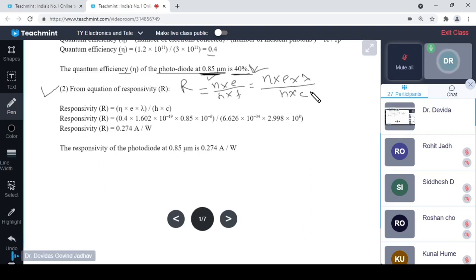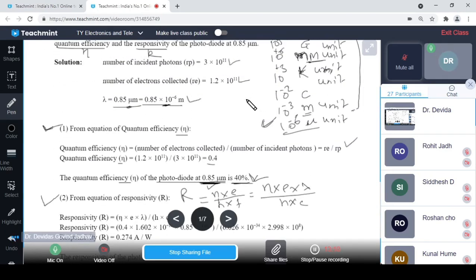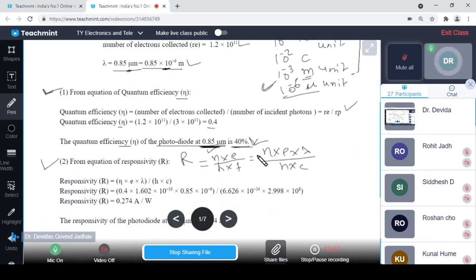So we have eta calculated. E is the electronic charge, 1.602 into 10 raised to minus 19. H is Planck's constant, 6.626 into 10 raised to minus 34. But F is not known, F is not given. Lambda is given, so we can go for this second equation.